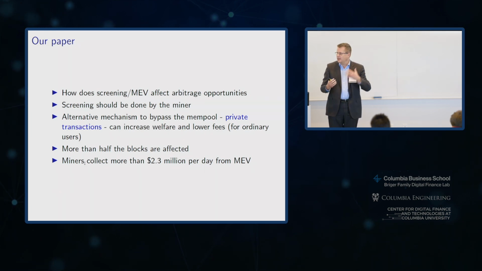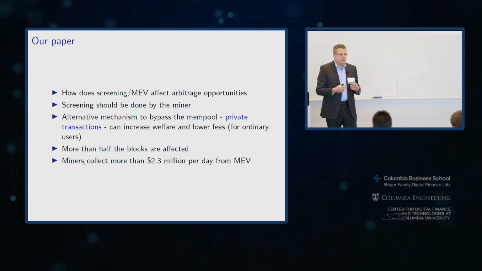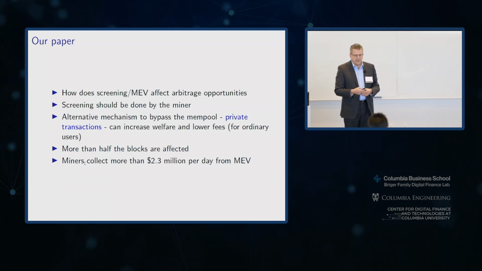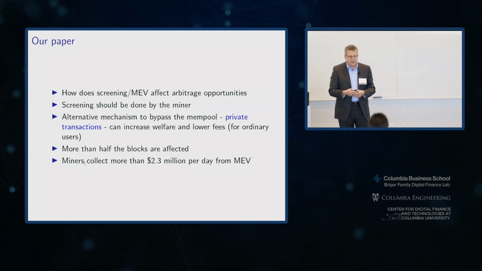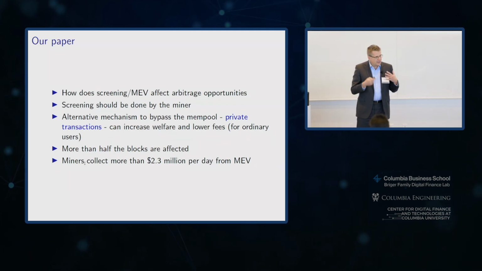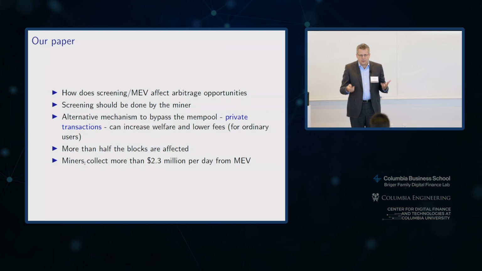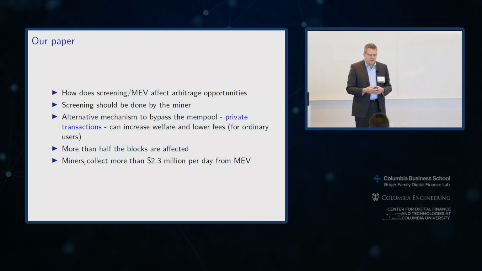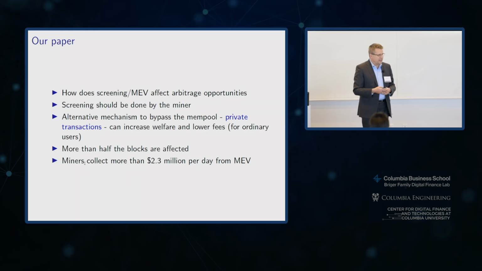If the miners can now get some extra MEV revenue, that will change the way they set fees for ordinary users. We want to look at that, and we will find that ordinary users can be better off with a private settlement market, such as Flashbots. We have an empirical part too, where we find that more than half of the blocks are affected by this, and that the miners in total collect about $2.3 million a day from it.